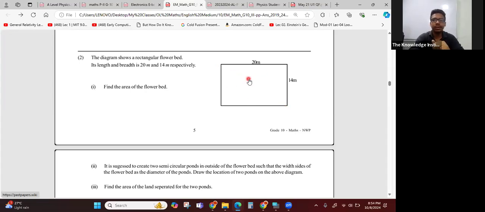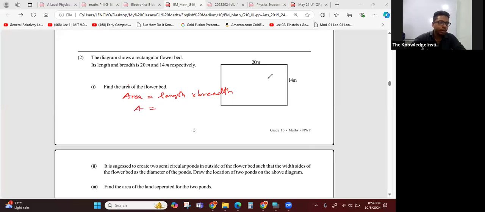Okay, so it's an easy one, right? The rectangle formula for the area is length into breadth. So we can write here area equals length into breadth. Area we take as capital A, length is 20 meter into breadth is 14 meter. So therefore A equals 280 meter square.